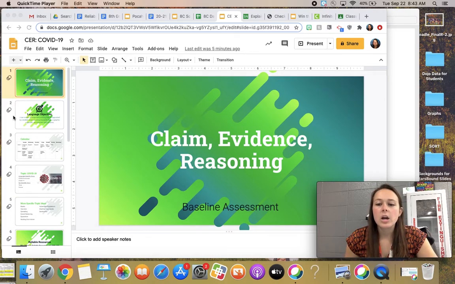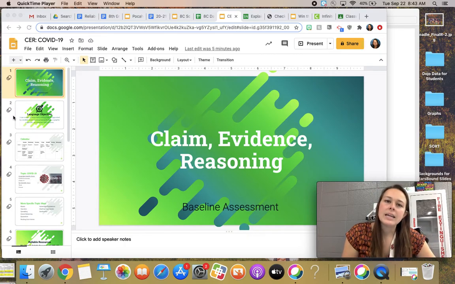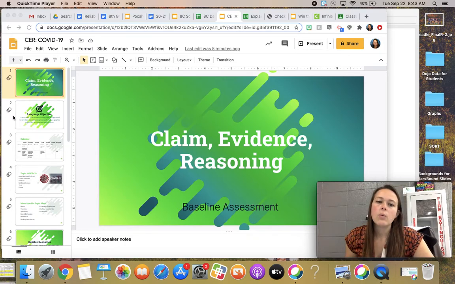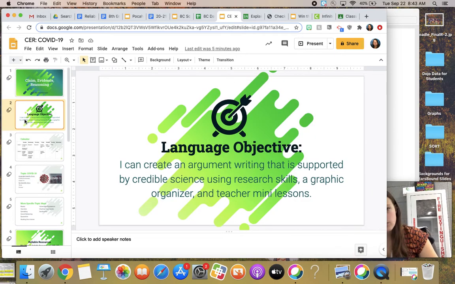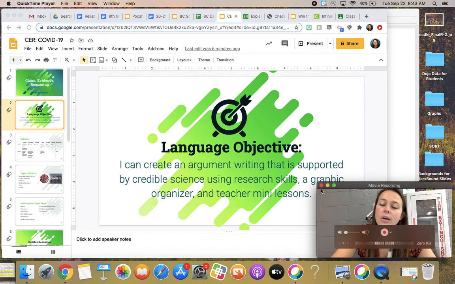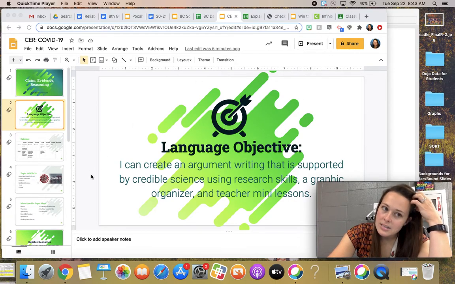So a CER, claim evidence reasoning, is a way that we talk about scientific argument. It is how we use evidence from the things that we have done, from scientific studies, to back up what our main idea or argument is. Our language objective for this is: I can create an argument writing that is supported by credible science using research skills, a graphic organizer, and teacher mini lessons.